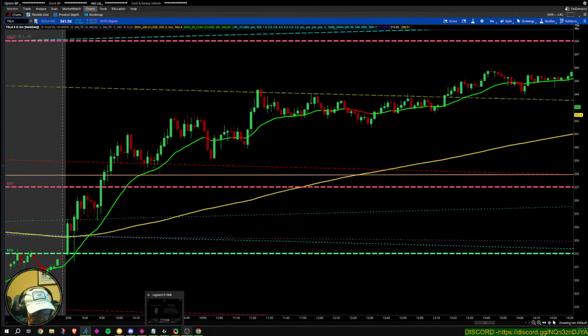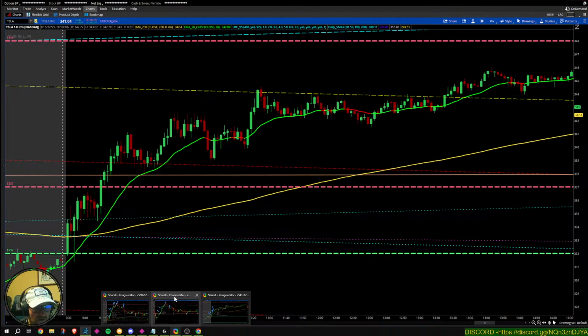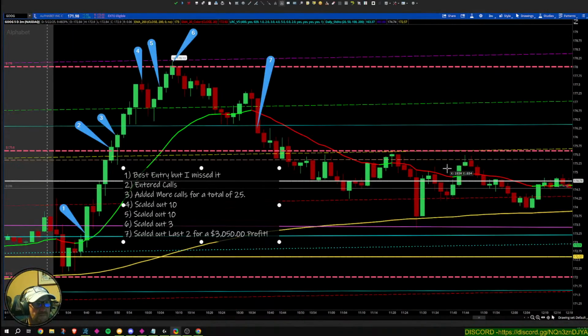My next trade was Goog. I did not catch Goog at the right time. It started running right away while I was trading Tesla. And so I was like, man, I missed it. However, I would have struggled anyway. This is just me. Some people can do it. I have learned not to.